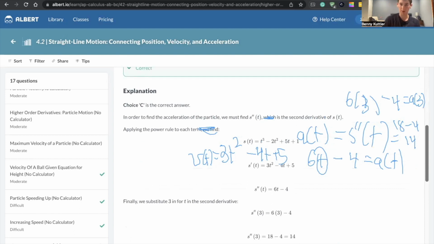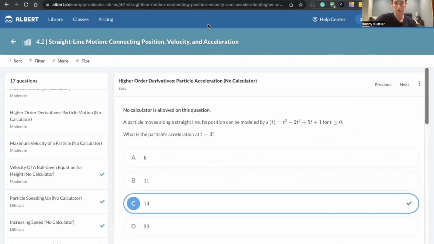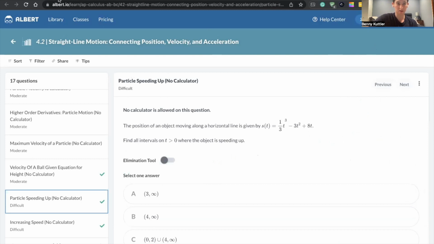And that's pretty much straight line motion. It'll ask you what's the velocity or acceleration of a particle at a point based on a function. And sometimes you'll need to find out at what time the particle changes direction, but that's in the next part. So another question is the position of an object moving along a horizontal line, and you want to find the intervals where it is speeding up. So the way to do this, we're going to have to use something called critical points.